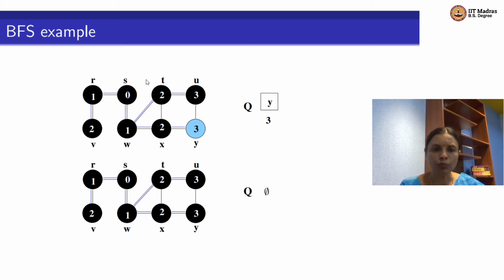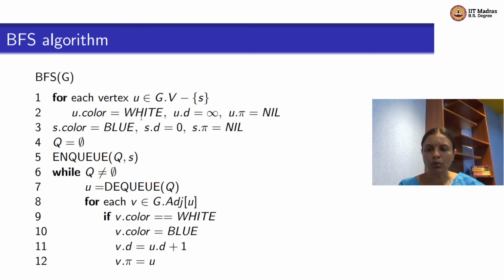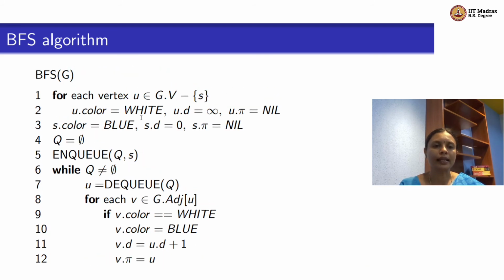If you see, as we've moved along, we've double lined some edges. There's a blue line and a black line. Those are the edges that get into the tree. But for now, let me go back to the pseudocode of the algorithm and show you what it is. So this is the main BFS algorithm.